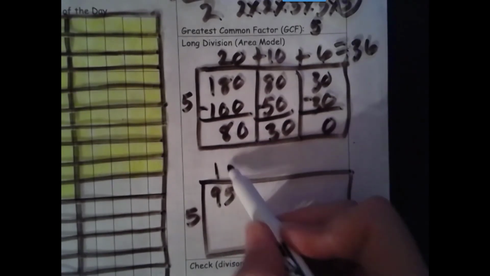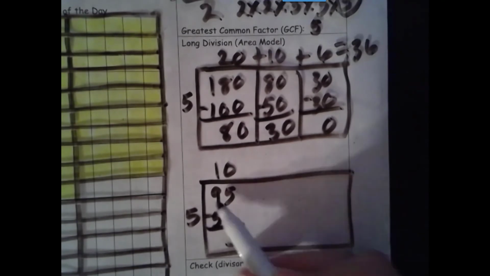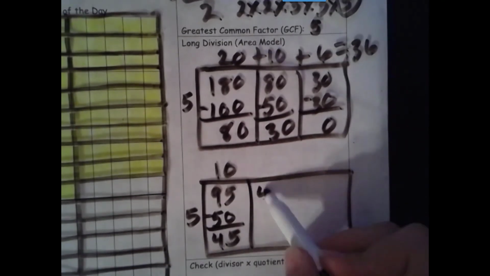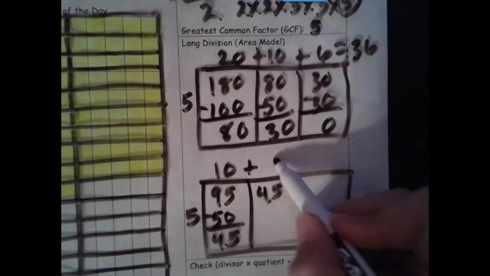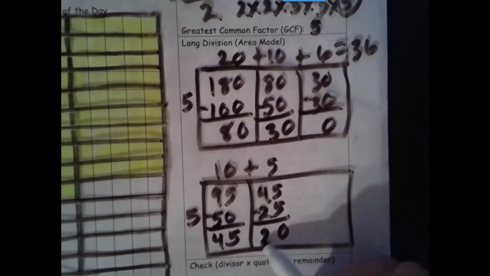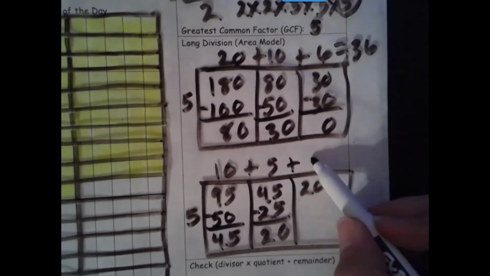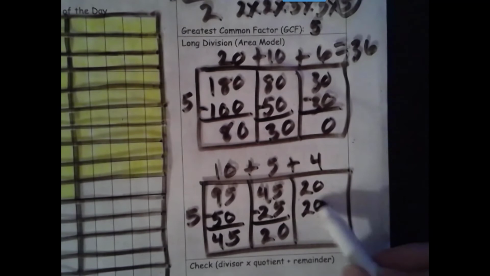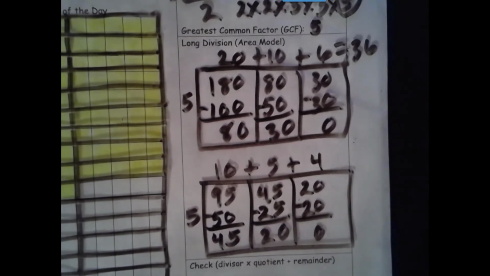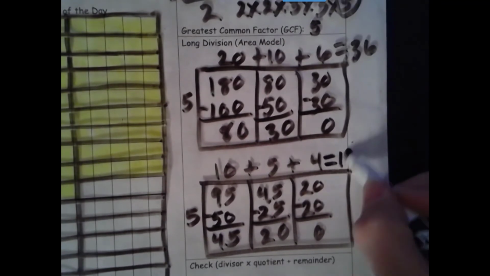Here, 10 times 5 is 50. More on top, no need to stop. 5 times 5 is 25. Numbers the same, zeros a game. More on top, no need to stop. And 4 times 5 is 20. Numbers the same, zeros a game. 10 plus 5 is 15, plus 4 more is 19.